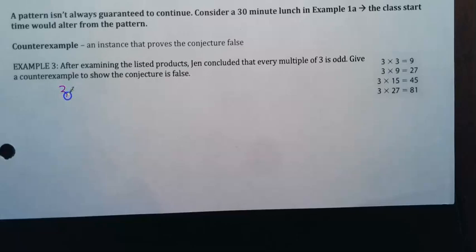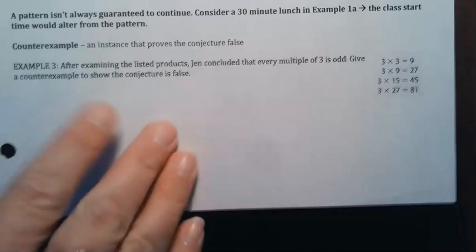But if we look at this, 3 times 2 is 6. That's an even number, so it could be a counterexample. You could put any of them. 3 times 4 equals 12. It's a counterexample. It shows that the conjecture that Jen drew is false. Sometimes they're a little bit harder to come up with, but they're going to be really helpful.